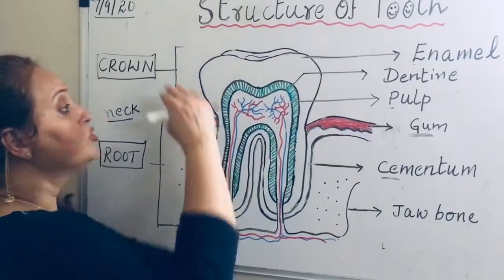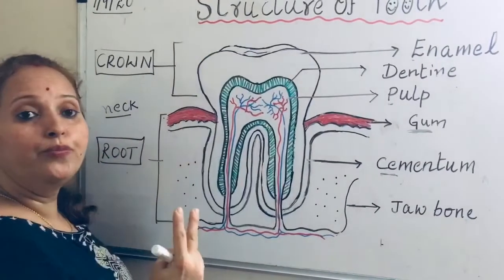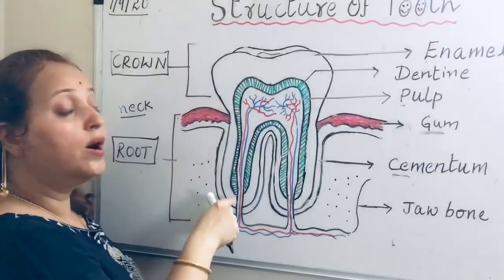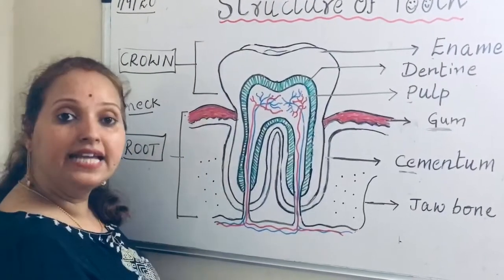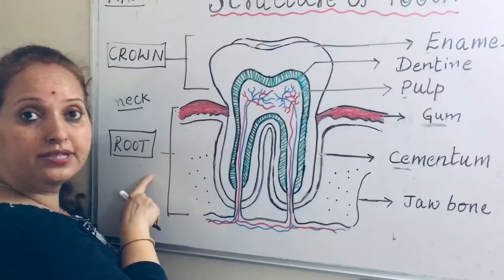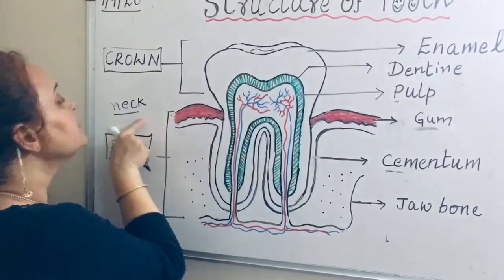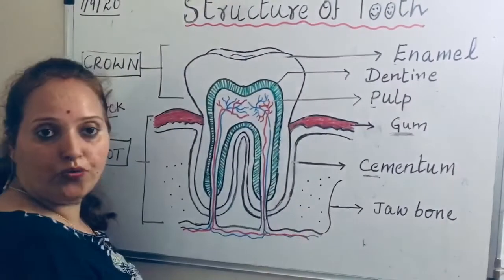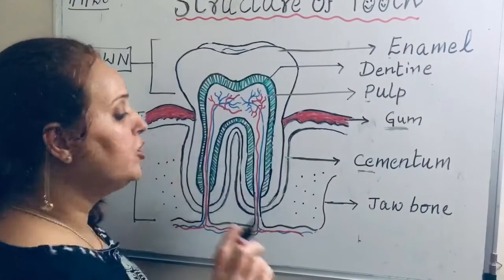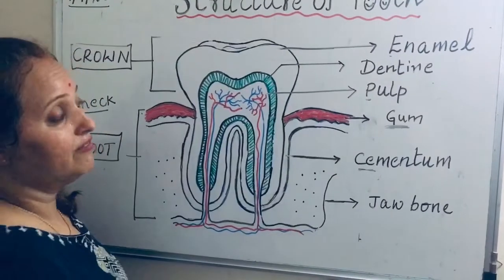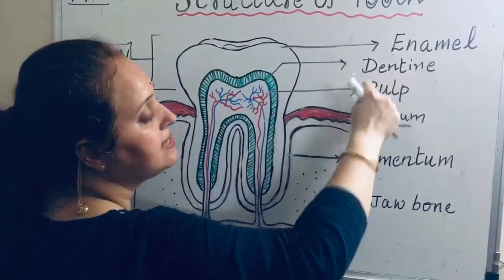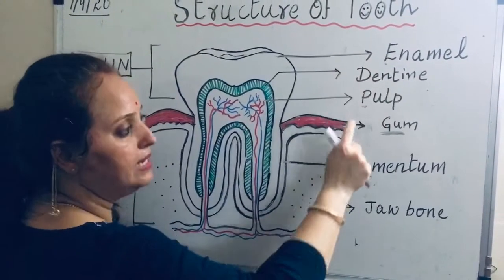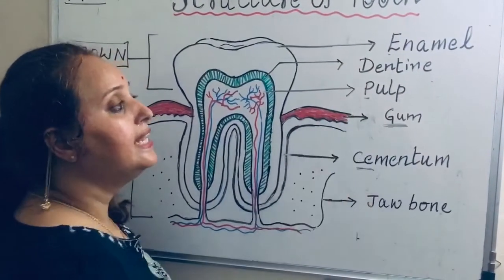Clear, everyone? So every tooth is divided into two main parts: the upper visible portion, that is the crown, and the lower portion which is fixed inside the jawbone, that is called the root. In between these two portions we can also call it the neck. Okay, these are the parts of a tooth, and to make you memorize them in a simple way, we can memorize all these parts of the teeth, that is enamel, dentine, pulp, cementum and gums, in a simple way.